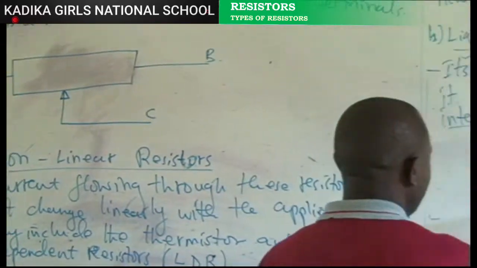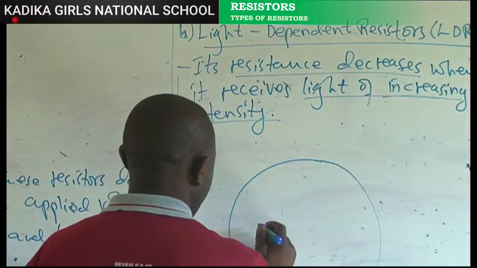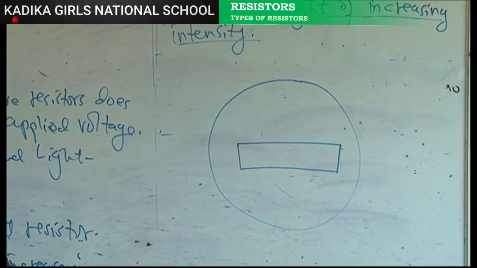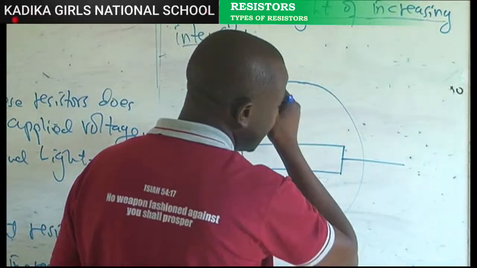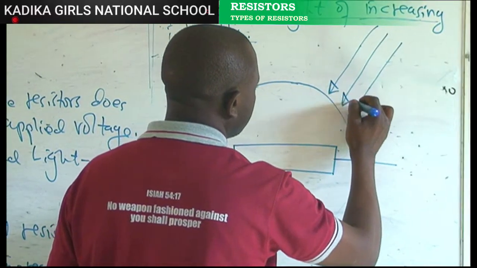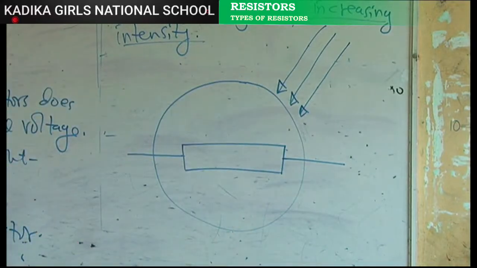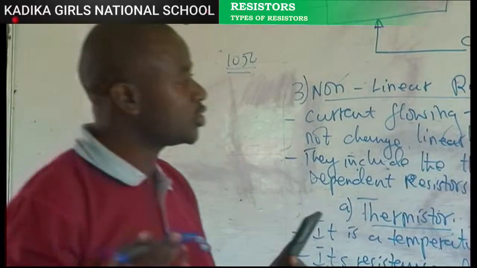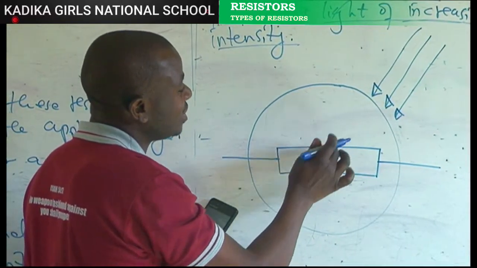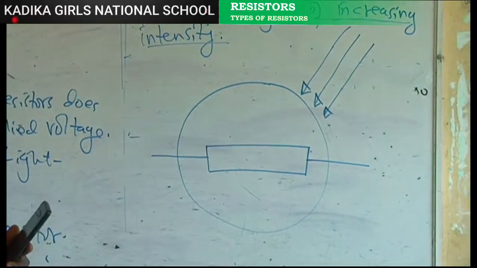It looks like this. We may have something like that, and then we have the terminals here. Then we direct the light radiations onto it like this. As light comes, this is just a glass envelope that is transparent, that can allow light to penetrate and get into this particular resistor. Once it gets in here, it is going to sense the intensity of light, and once that light intensity falls on this resistor, the resistance is going to decrease.